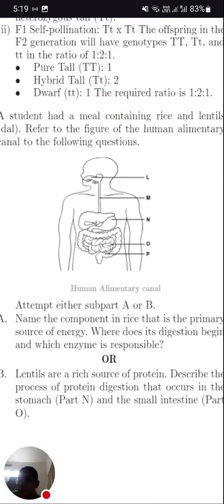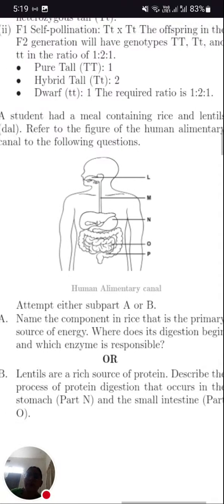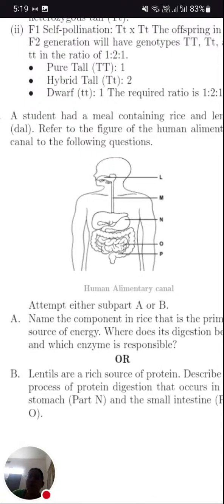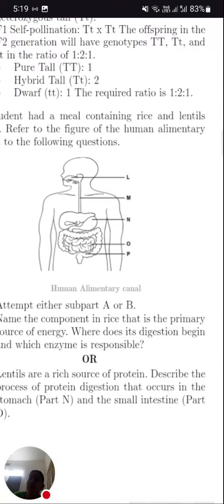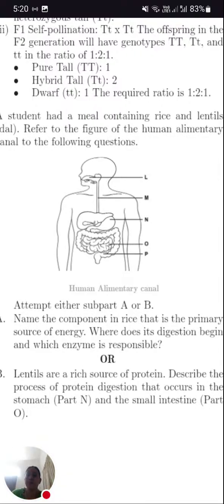Rice contains carbohydrate. Here the question, name the component in the rice that is the primary source of energy. Carbohydrate is the primary source of energy. Where does its digestion begin and which enzyme is responsible? Digestion of the carbohydrate starts in the mouth. Salivary amylase. Okay, in the mouth, salivary amylase is secreted from the salivary gland, which is responsible for the conversion of complex carbohydrate to simple maltose.